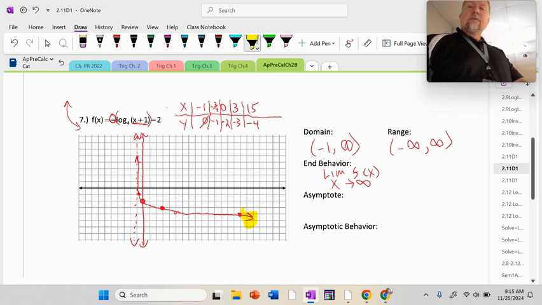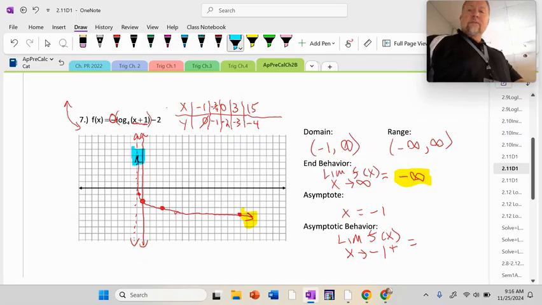And behavior, limit of f of x as x approaches infinity. Where's that going? Where's that going? Negative infinity, very slowly. The asymptote is at x equals negative 1. And then the limit by that asymptote, limit of f of x as x approaches the asymptote, negative 1, from the right.